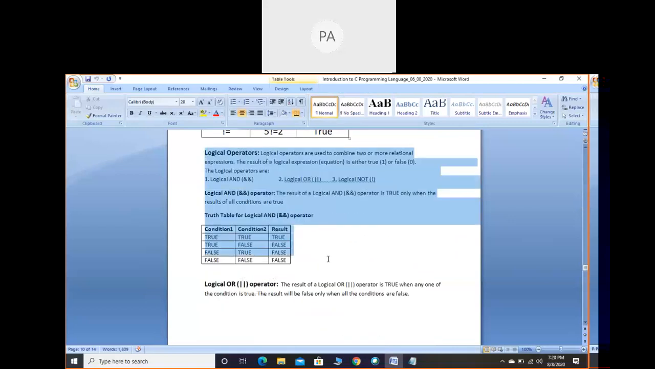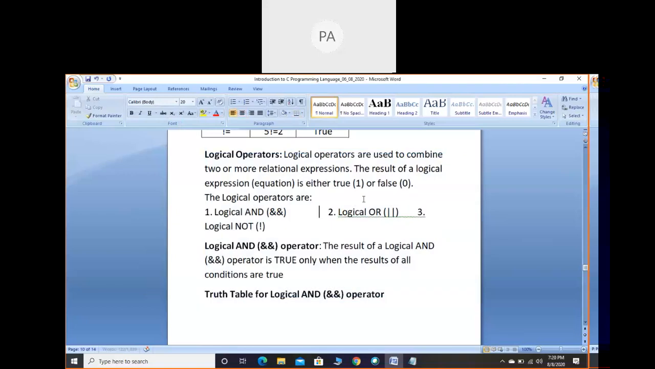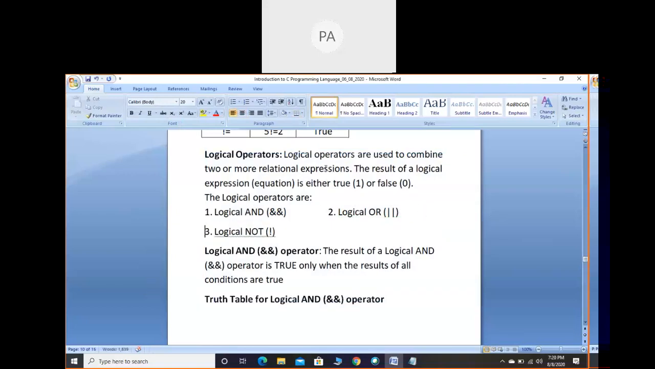Okay. So coming to the logical operators, logical operators are used to combine two or more relational expressions. So here the meaning of expressions is equations. As I said, from mathematics we got this term, that is equation. In mathematics we call it an equation. In programming language we can call it an expression. So logical operators are used to combine two or more relational expressions.